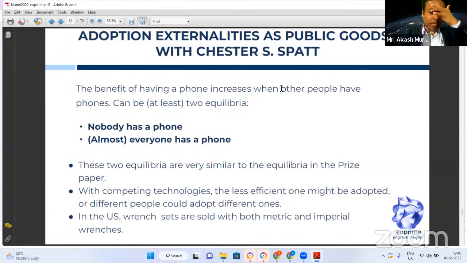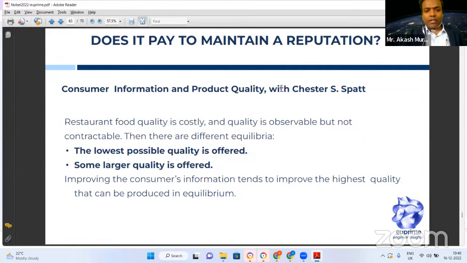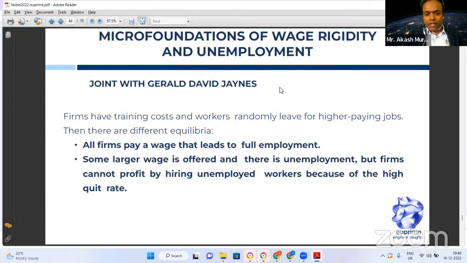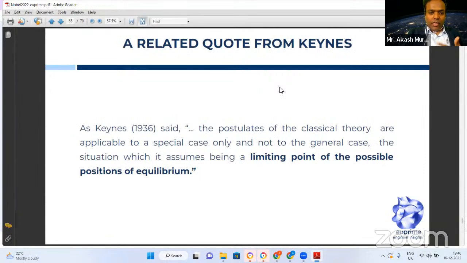He's done some of the work on consumer information and product quality, which is digressing from the topic. I mean, he didn't get the award for this. And he has also figured out some interesting ways as to why unemployed people under certain conditions are costlier to employ. And there are a few other points that I can get into if there are any questions on this.